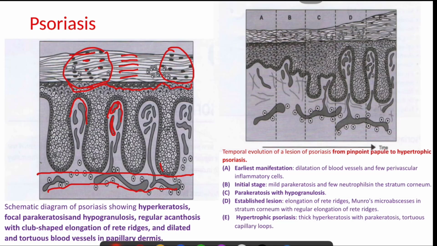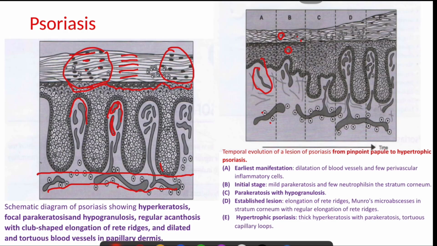And here you can identify the temporal evolution of the lesion. The earliest lesion shows only dilated vessels and few inflammatory cells in the perivascular area. Second, in the initial stage you find mild parakeratosis. See, here you can identify nuclei and a few neutrophils at the stratum corneum. So this is a neutrophil, and some neutrophils you can also find in the epidermis.